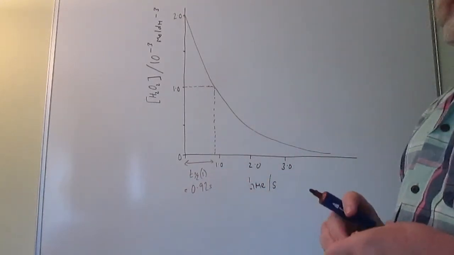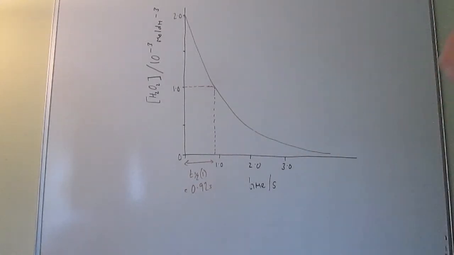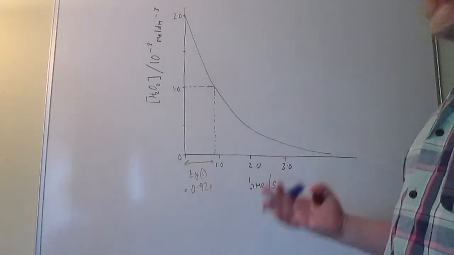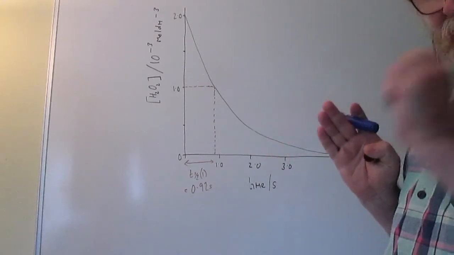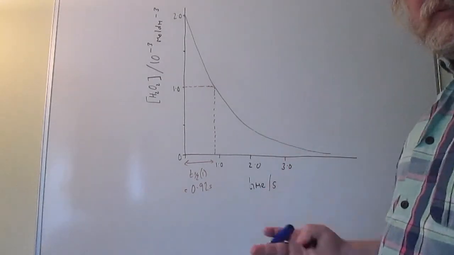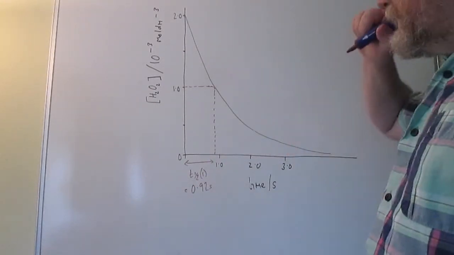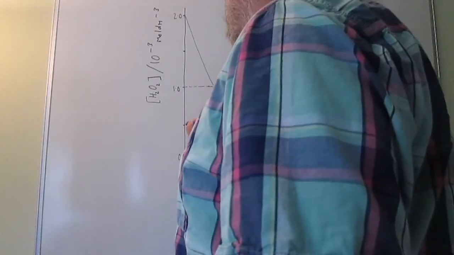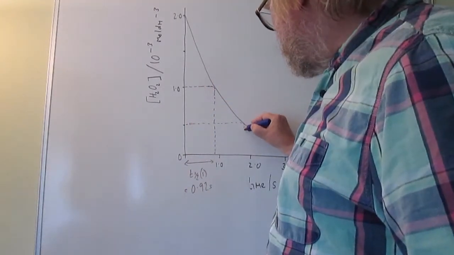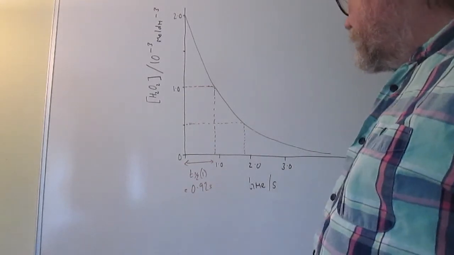If you rounded it to 0.9 seconds, that's probably okay. But if you can see with a bit more precision than that, then put it to a bit more precision than that. So that's about 0.92 seconds. And then you look for the second half-life, which is the time for this to halve again. So you mark another line across with your ruler, drop it down, and again mark on what the second half-life was.